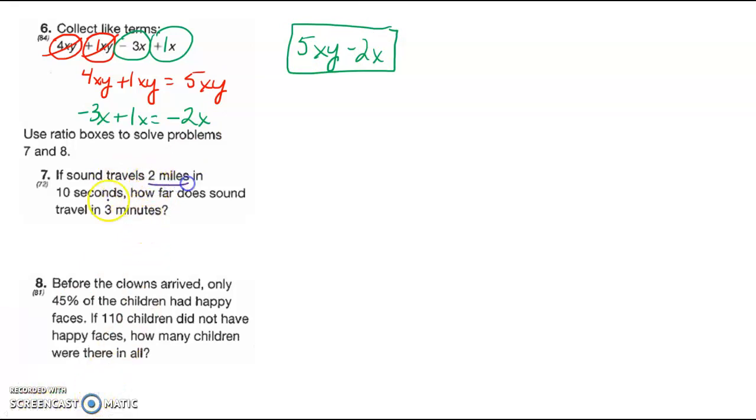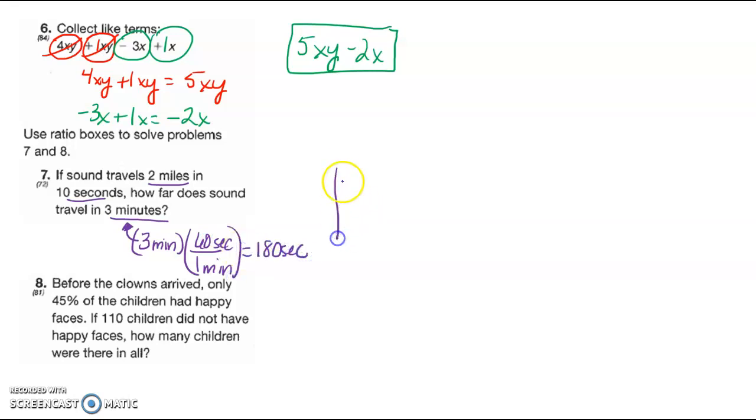Alright, if sound travels 2 miles in 10 seconds, how far does sound travel in 3 minutes? Aha! Well, here's the problem, and many of you got this wrong. You can't compare minutes to seconds, you have to convert them. So we have 3 minutes. 1 minute is equal to 60 seconds. So now we have 180 seconds.